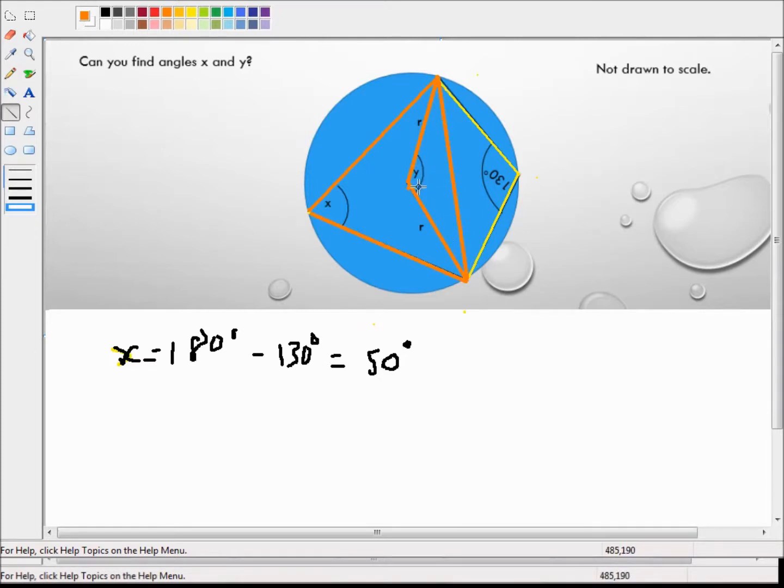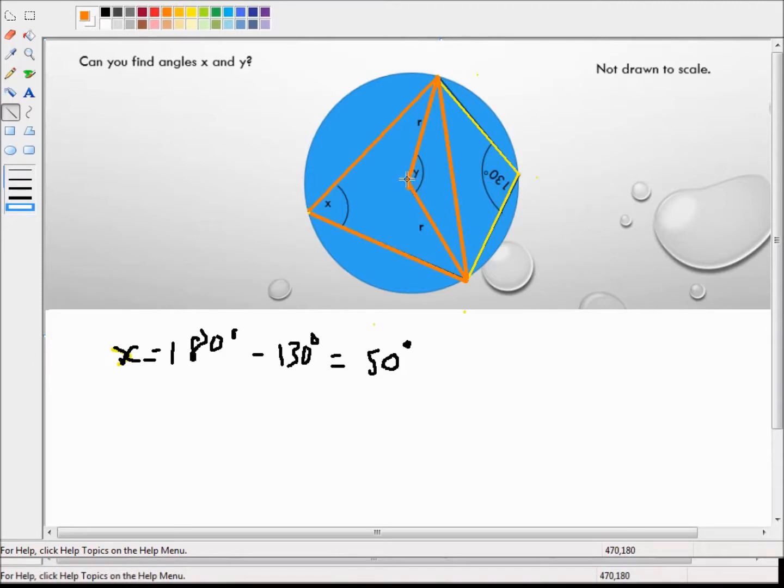Now y is at the centre, and we know y is at the centre because these two lengths are the radius. So this must be the centre because the radius goes from the centre to the circumference, and the radius goes from the centre to the circumference. So we know that this is the centre.